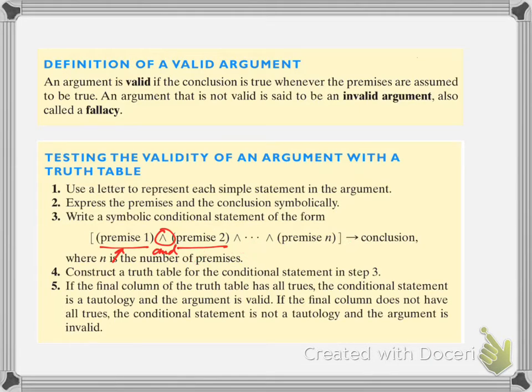So we're going to form the premises from the wording of the problem. You'll see some examples here in a minute. Then we'll construct a truth table for the conditional statement in step 3. And if the final column of the truth table has all truths, the conditional statement is a tautology and the argument is valid. If the final column does not have all truths, the conditional statement is not a tautology and the argument is invalid. So we're looking basically for this thing to be a tautology, which we talked about in the last section. Okay, so now that I've kind of explained that, we're going to go through this here.